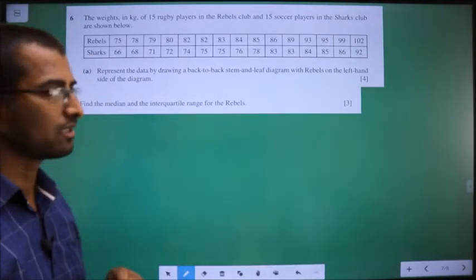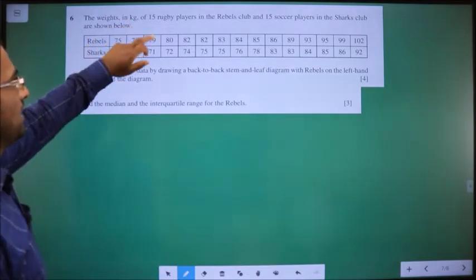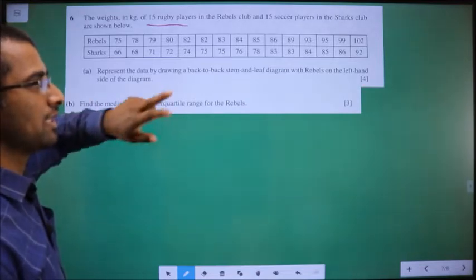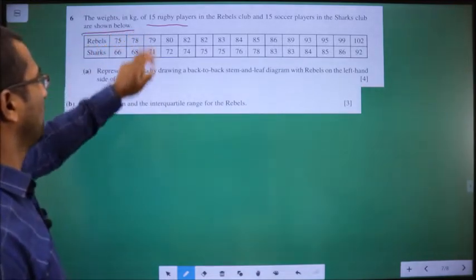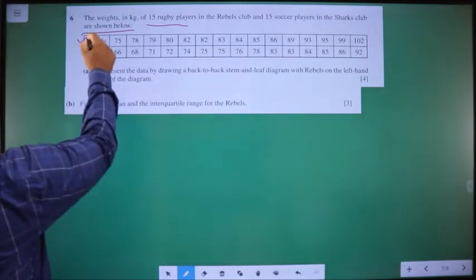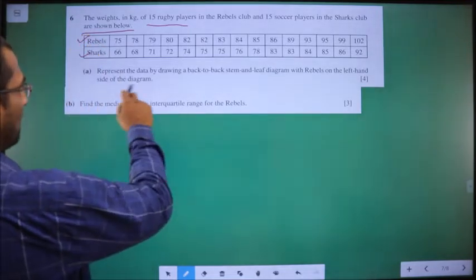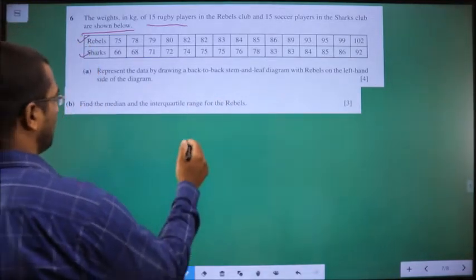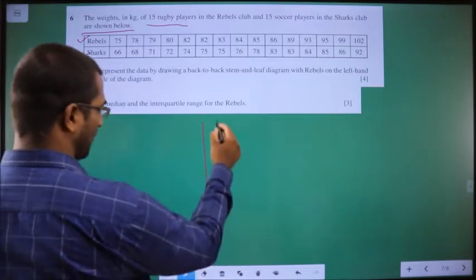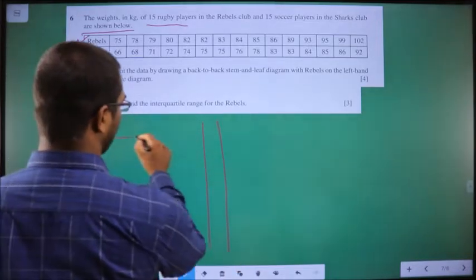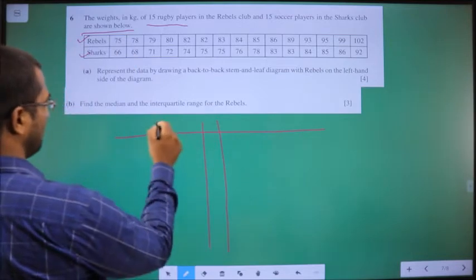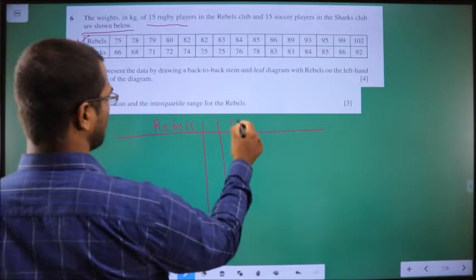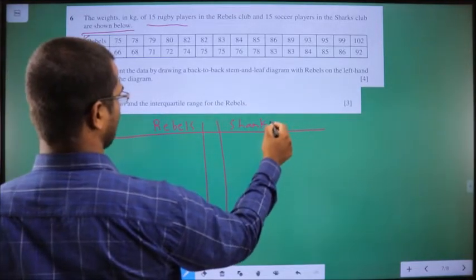Question 6. The weights in kg of 15 rugby players in the Rebels club and 15 soccer players in the Sharks club are shown below. Represent the data by drawing a back-to-back stem and leaf diagram with Rebels on the left-hand side of the diagram. So I should draw a back-to-back stem and leaf diagram. And the condition is on this side Rebels. That means on this side Sharks.